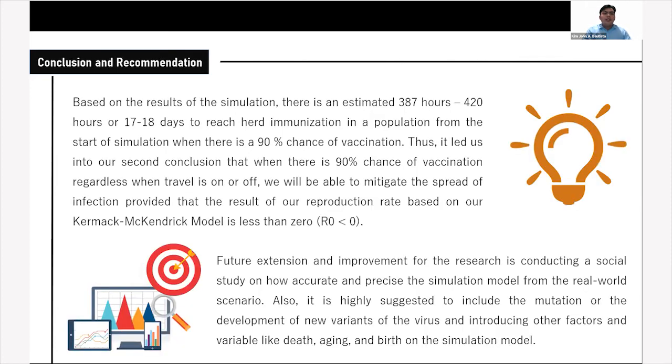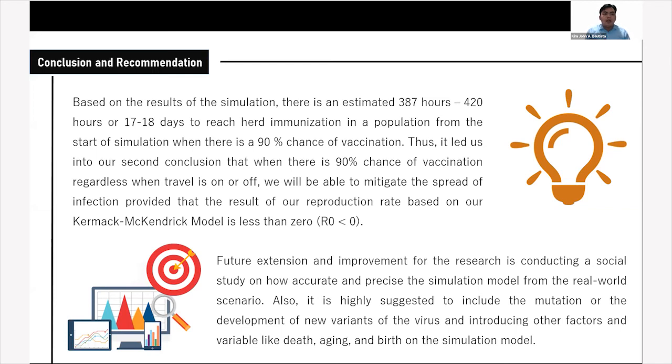Based on the results of the simulation, there is an estimated 387 hours to 420 hours, or 17 to 18 days, to reach herd immunization in a population from the start of simulation when there is a 90% chance of vaccination. Thus, it leads us to our second conclusion that when there is a 90% chance of vaccination, regardless of whether travel is on or off, we will be able to mitigate the spread of infection provided that the results of our reproduction rate based on our Kermack-McKendrick model is less than 0.